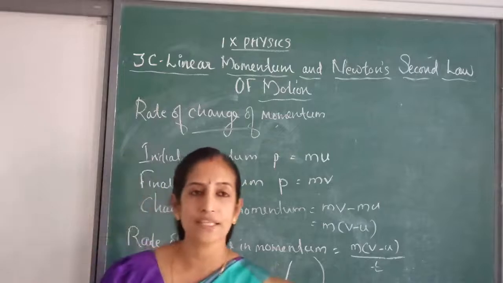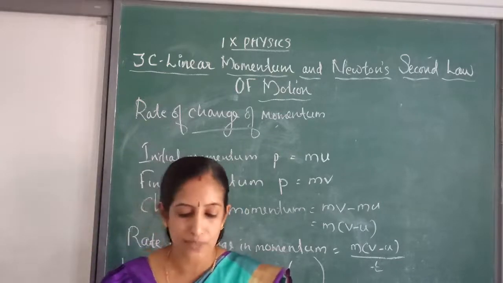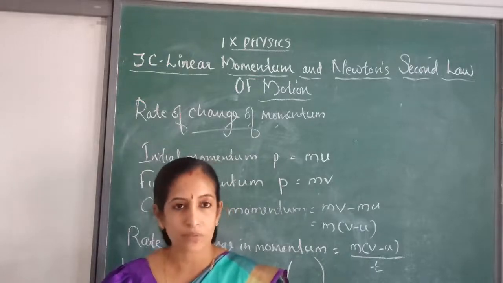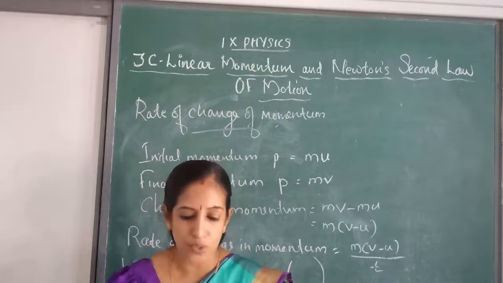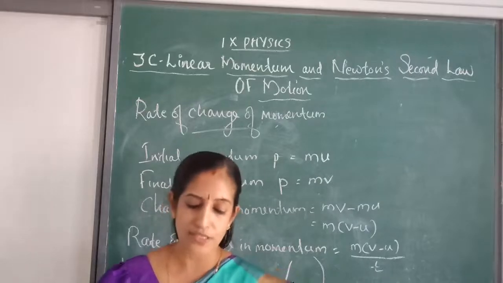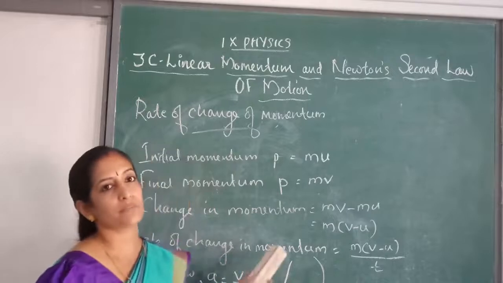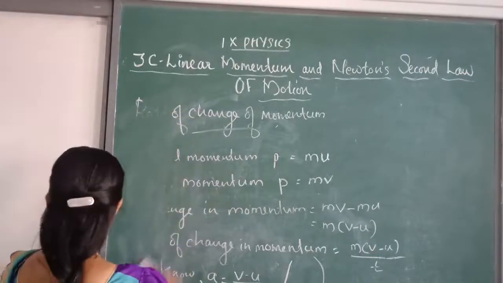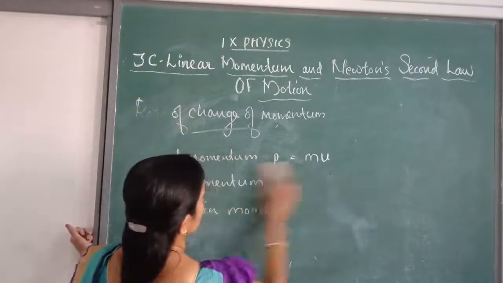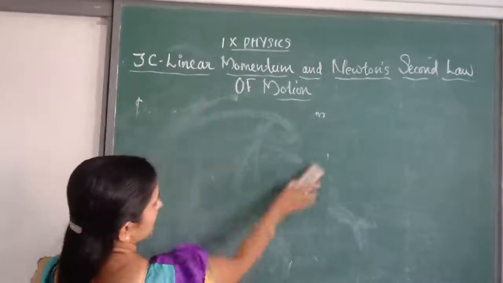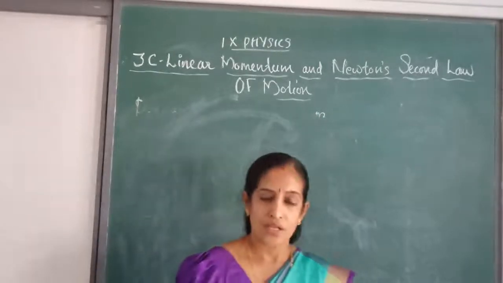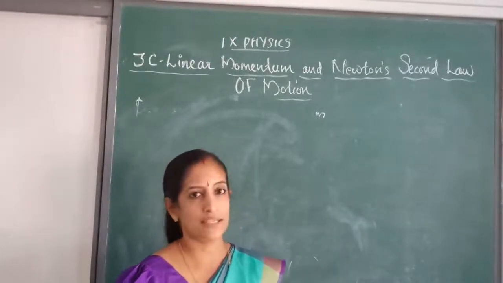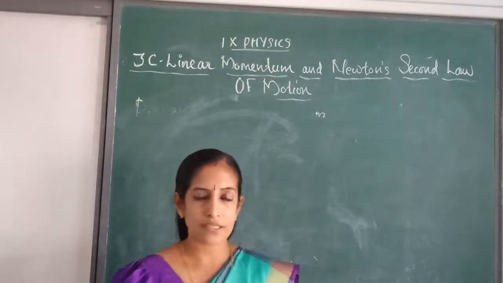Okay. So we can define it: the rate of change of momentum of a body is equal to the product of the mass of the body and the acceleration produced in the body due to the force applied. The mass of the body remains a constant. So you have to learn this derivation. Okay. We have another method for deriving this, but I prefer this method. You can learn it easily. We will see the next method in the next video.